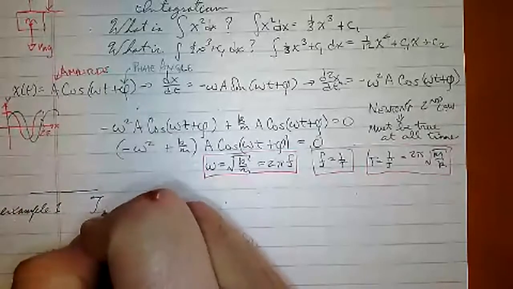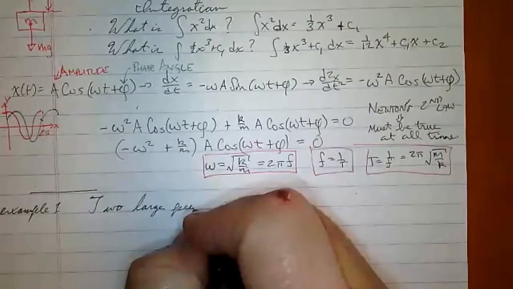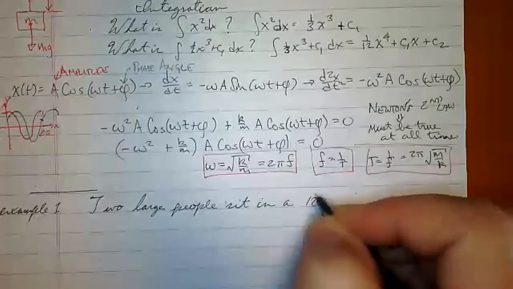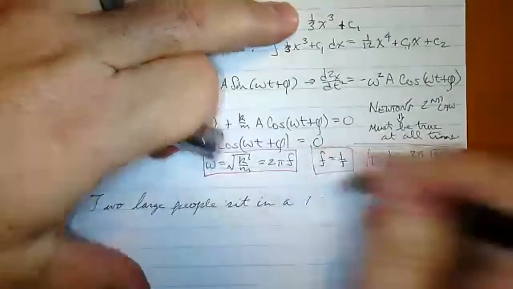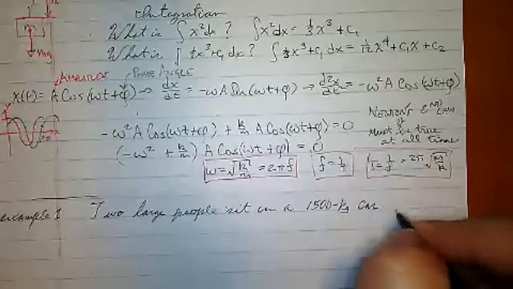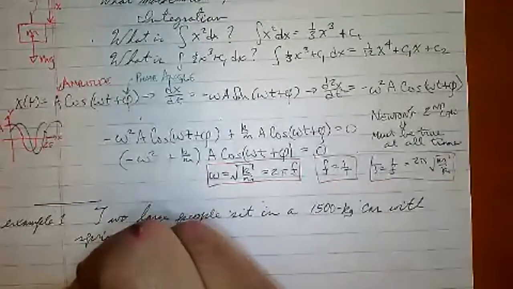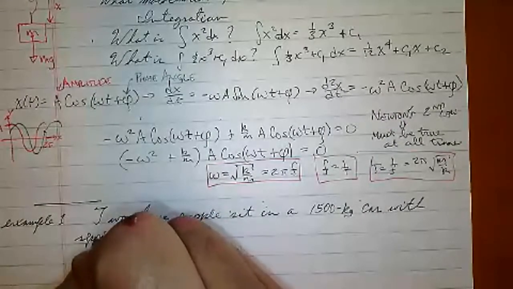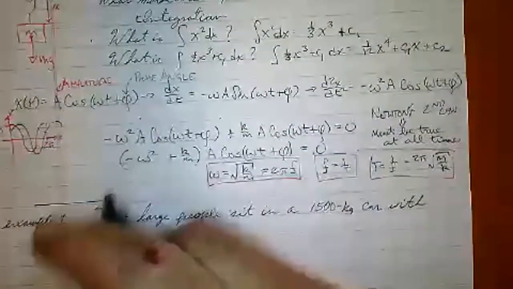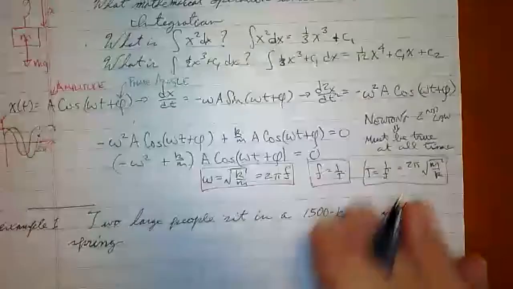It says 2 large men, let's say 2 large people, sit in a 1200, let's do 1500. I like that number better. In a 1500 kilogram car with spring suspension. Now, this isn't necessary. Even shock absorbers have a sort of spring constant type behavior, so it would work even if they were just shock absorbers. But almost all of them have a spring plus a shock absorber scenario, but you can definitely assign a K to it no matter what. So spring suspension.